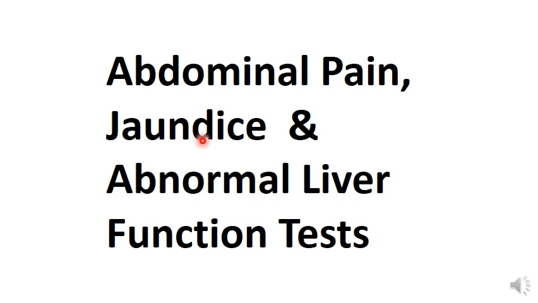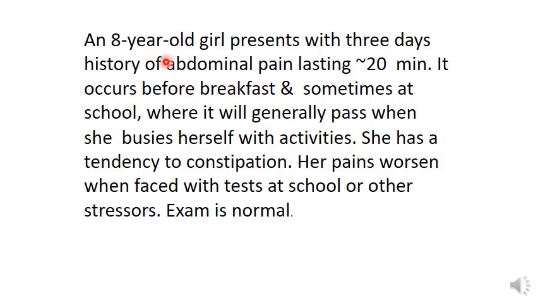Next problem in children is abdominal pain and jaundice and abnormal liver function test. You see here the scenario. You have an 8-year-old girl presenting with a 3-day history of abdominal pain lasting more than 20 minutes. It occurs before breakfast, sometimes at school, where it generally passes when she busies herself with activities. She has a tendency to constipation. Her pain worsens when faced with tests at school or other stressors. Examination is normal.